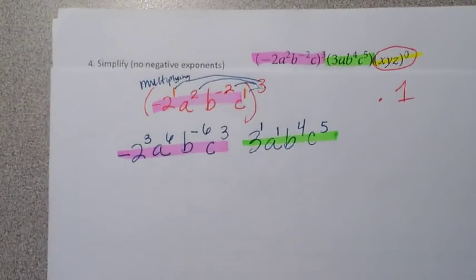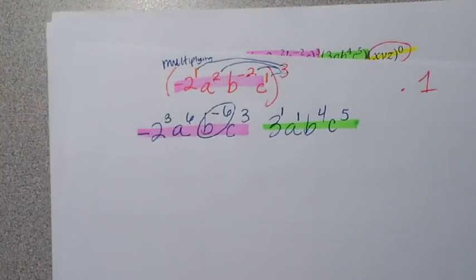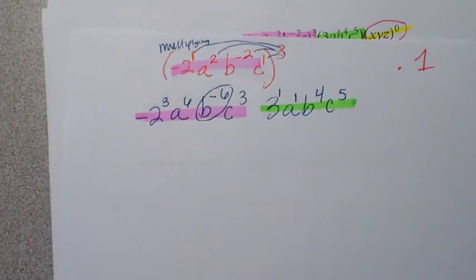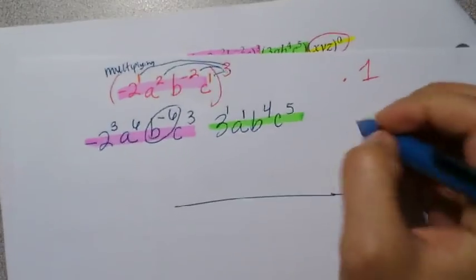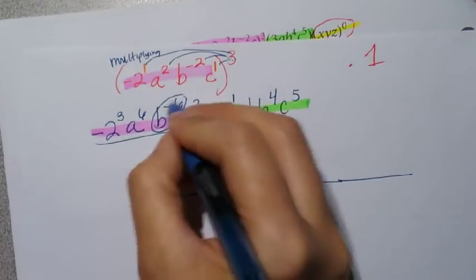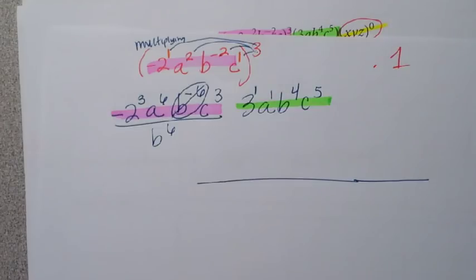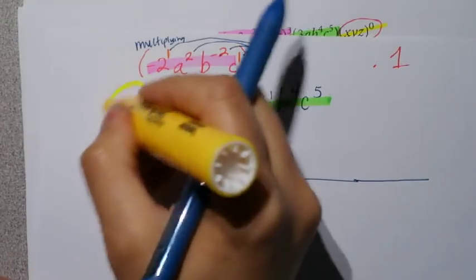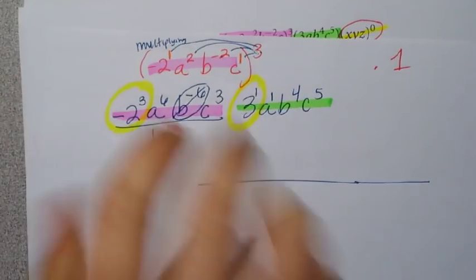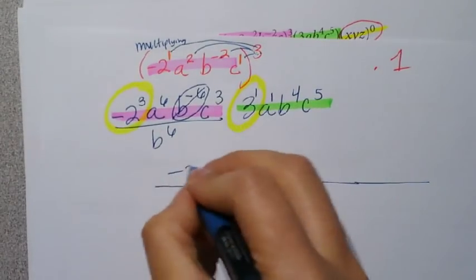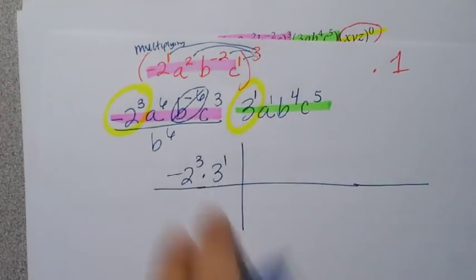Okay. Now I'm going to rearrange. First I notice that this is the only power that is negative, so I'm going to write it on the bottom right now, because I don't like negatives. So this, I'm going to take it to the bottom, b to the 6th. Okay, so the negative is gone. Now the numbers I'm going to put together. These two are regular numbers. So I'll have negative 2 to the 3rd times 3 to the 1st. Those are the numbers. There's no other ones.